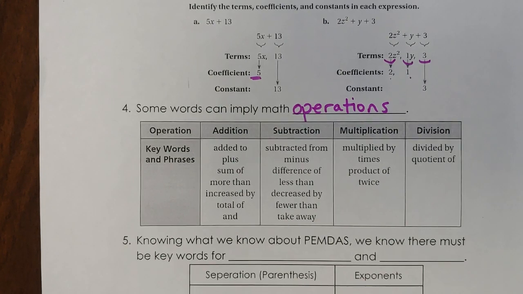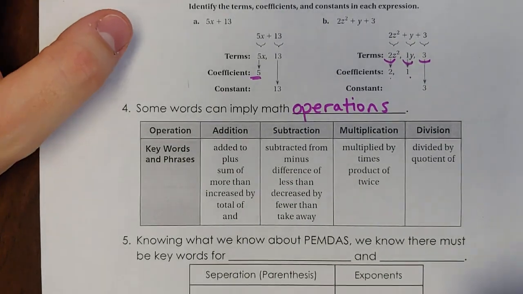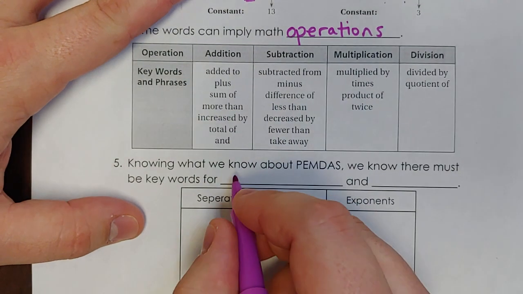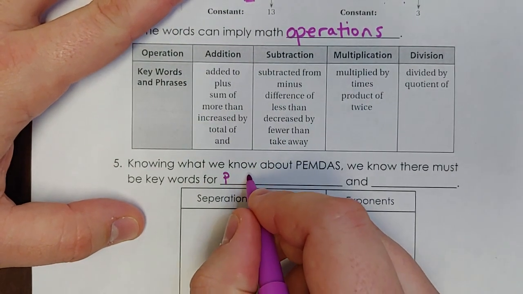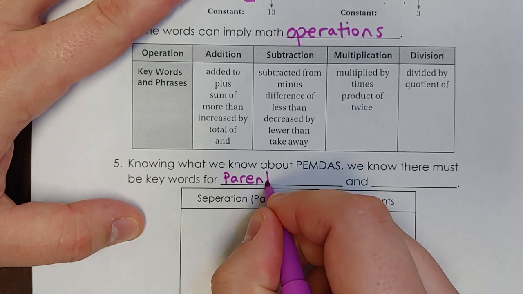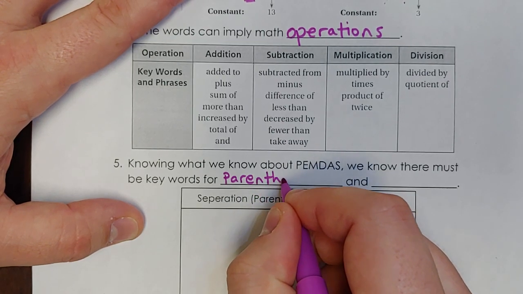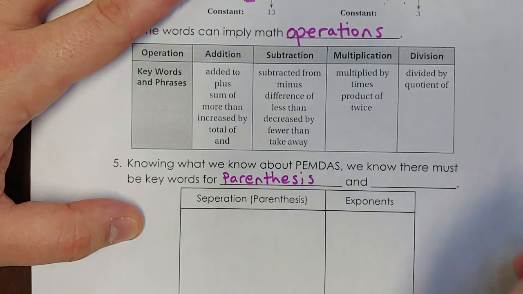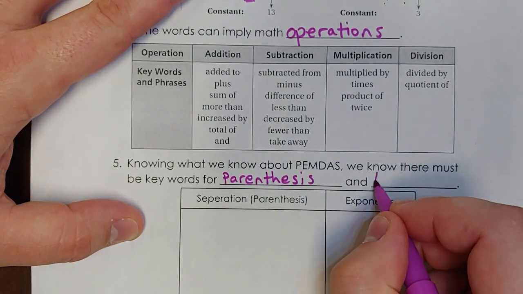Knowing what we know about PEMDAS, okay, order of operations, we know there must be a keyword for parentheses. Isn't that please excuse my dear Aunt Sally? Mm-hmm. Yep. Parentheses and exponents.